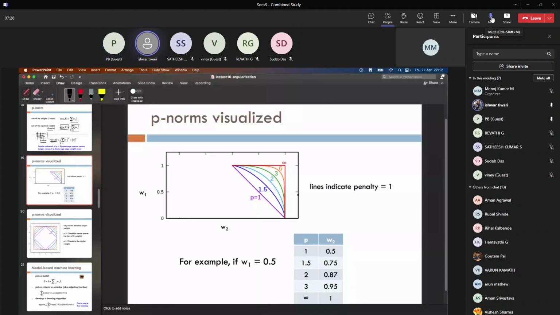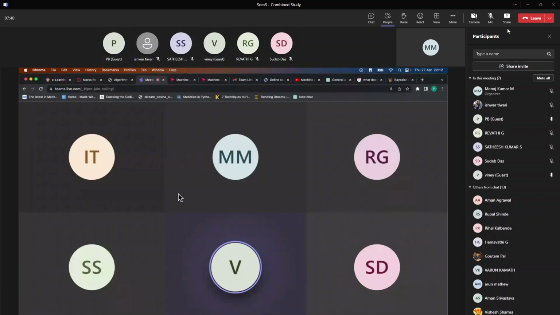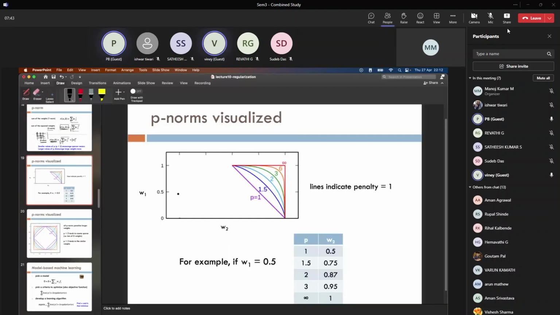Okay, so guys, in P norms we have P equal to 1. How? Prasoon, do you mind if I sort of butt in? Yeah, yeah, please, please.